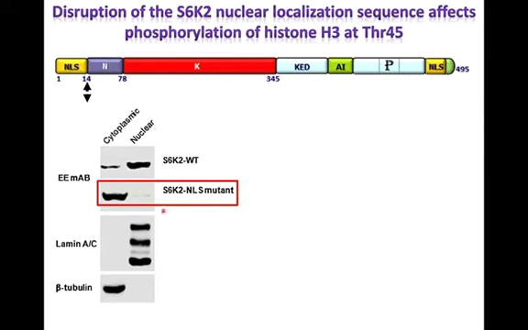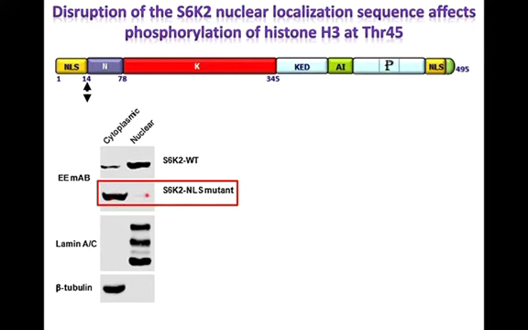In this experiment, we overexpressed two kinds of S6K2 in cells. We overexpressed the S6K2 wild type, and we overexpressed the S6K2 NLS mutant, so this form of S6K2 lacks the NLS sequence. When you do fractionation, you will find that the wild type is majorly inside the nucleus. And the mutant that lacks the NLS stays in the cytoplasm and is not recruited inside the nucleus.